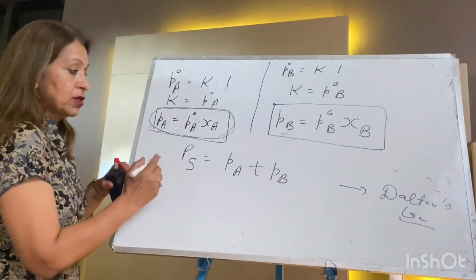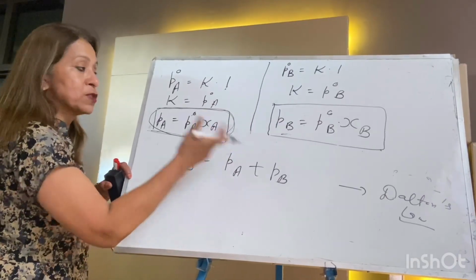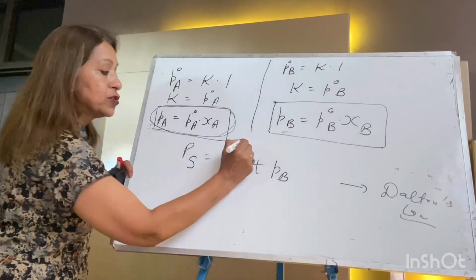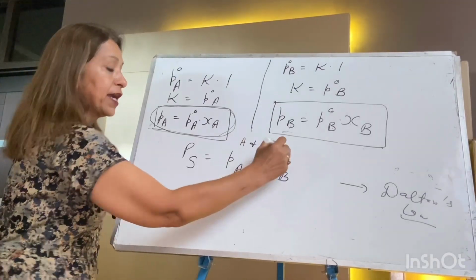So after that, now I am going to mix these A and B because both are volatile. You can write A and B, both are volatile.